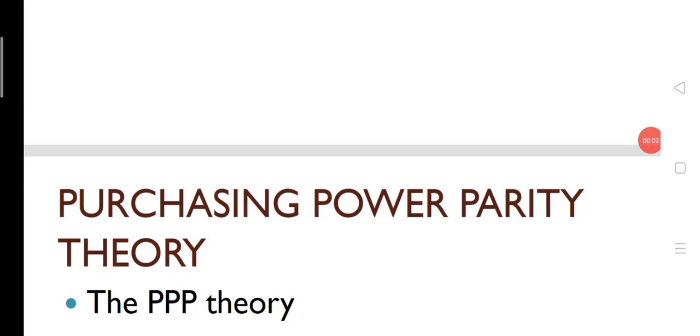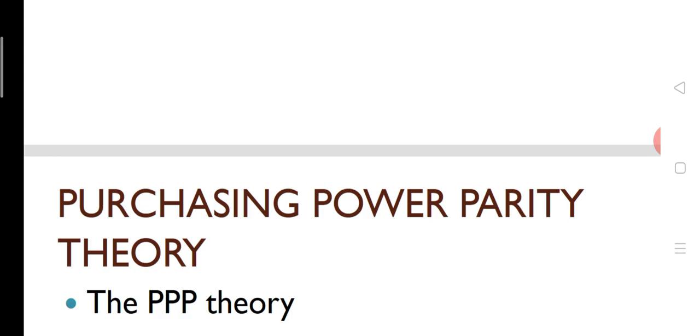Several theories were developed to determine the exchange rate. The prominent one among them is purchasing power parity theory. It is shortly called the PPP theory. The expansion is the purchasing power parity theory. It was developed and elaborated by Gustav Cassel.